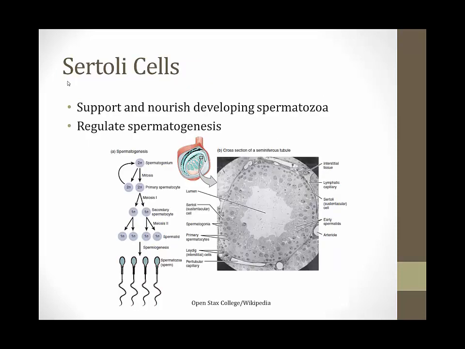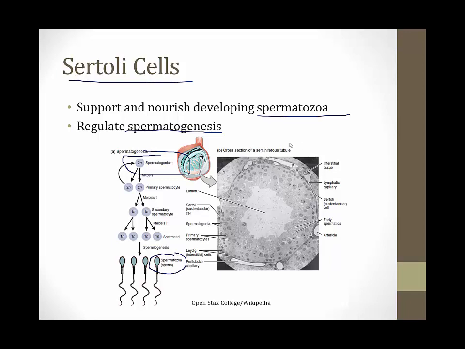So now that we've talked about the Leydig cells and the effects of testosterone, let's talk about the other cell type found in the testes, and those are the Sertoli cells. And these cells are important for supporting and nourishing developing spermatozoa. They regulate spermatogenesis. If you look at this picture on the screen, the way that sperm develops is that they begin as a spermatogonium, which goes through a series of developmental stages until they develop into spermatozoa, or sperm.